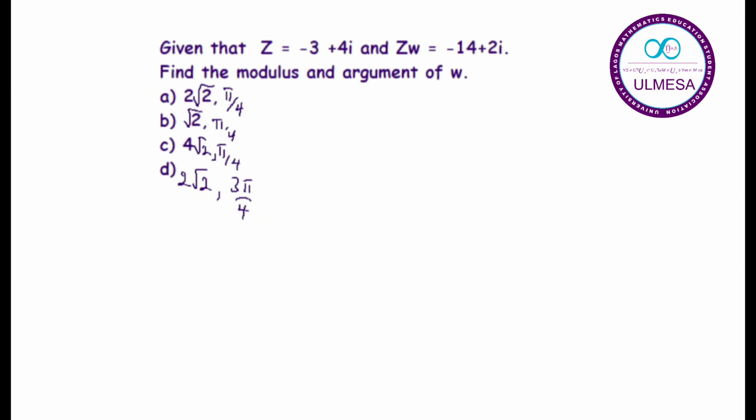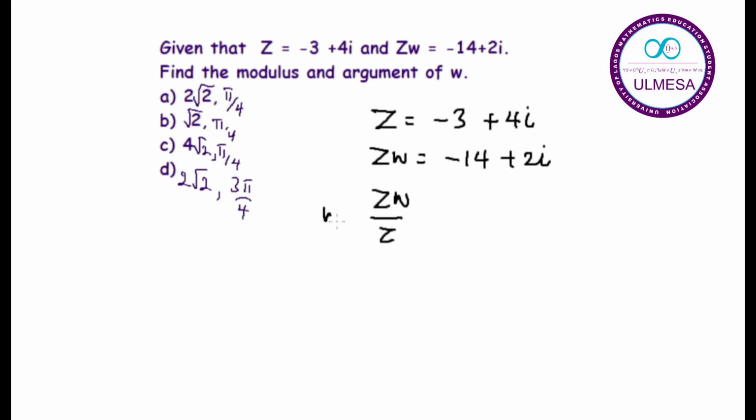Okay, so now let's get W first. Once we have been able to achieve that W, then we can now find the modulus and the argument of W. So now we were given Z to be minus 3 plus 4i, then ZW is minus 14 plus 2i. So how can I get W from ZW? That means by dividing ZW by Z, that will give me W, right?